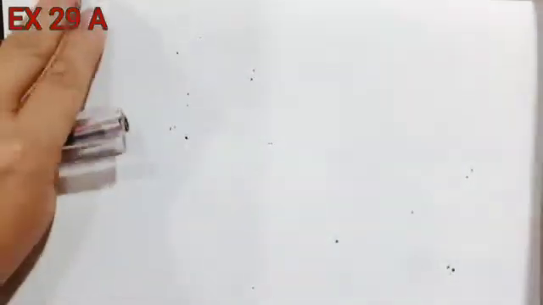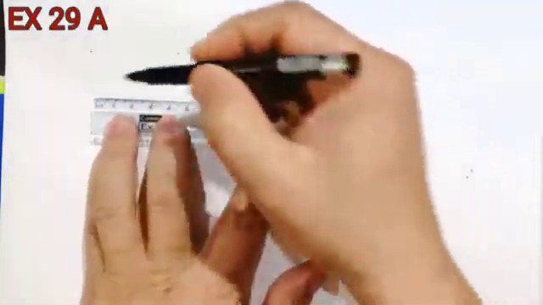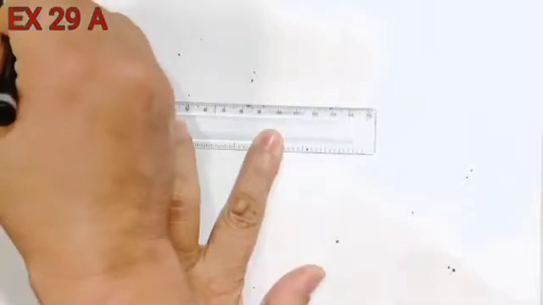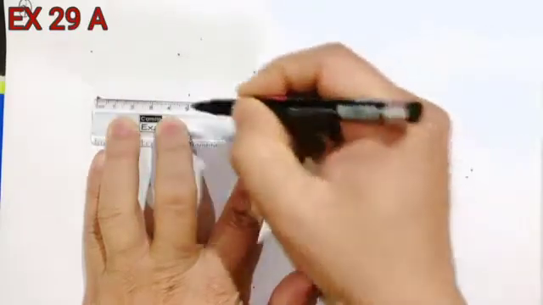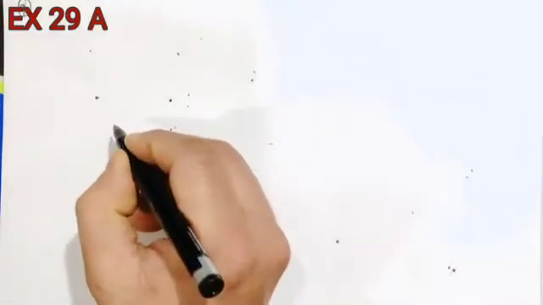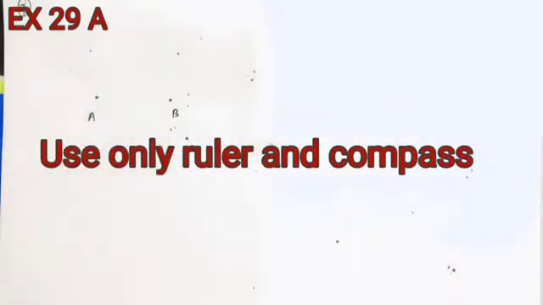Number 7, why not turn the page? Mark 2 points A and B 4 centimeter apart. So I am going to mark 2 points A and B here. Each and every sum is very important. 4 centimeter apart. See, this is A and this is B, which is 4 centimeter apart.